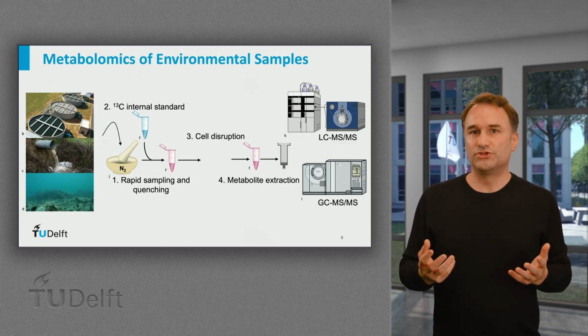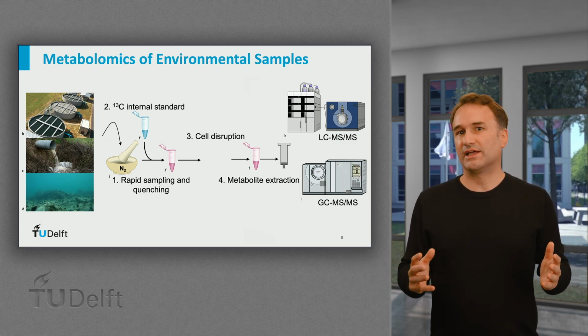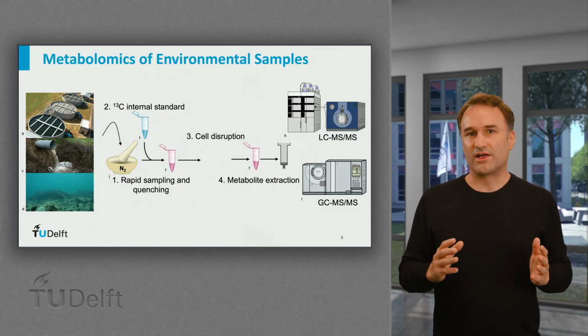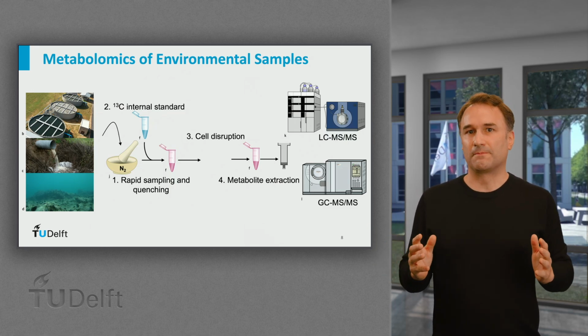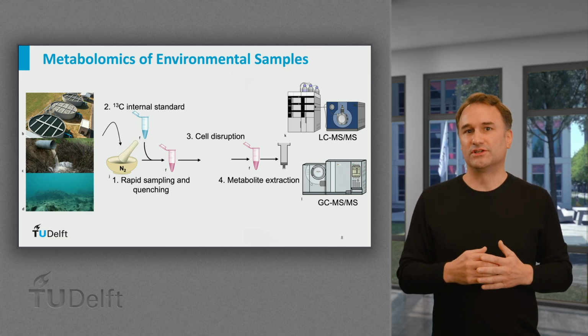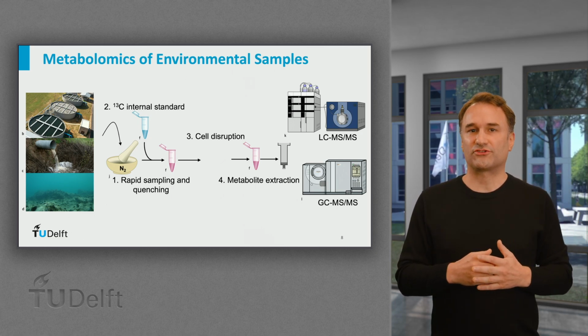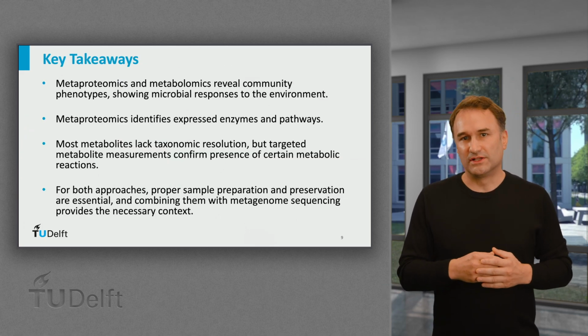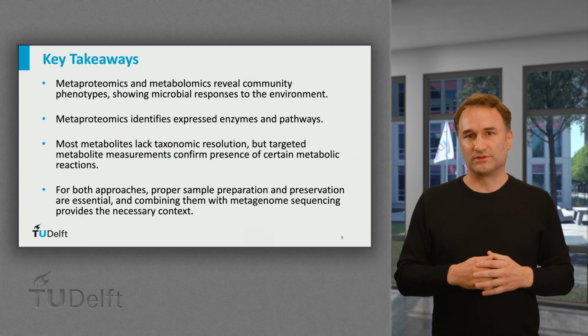Finally, although there is no universal analytical setup, unlike in proteomics, common LC or GC separation methods coupled to mass spectrometry are usually the best choices to achieve sensitive detection of a broad range of metabolites. Well, here are the key takeaways for this module.